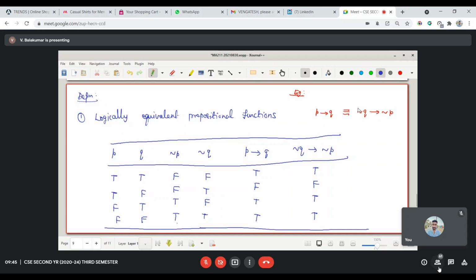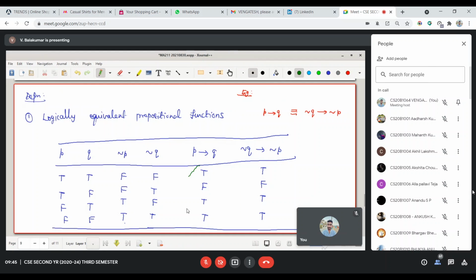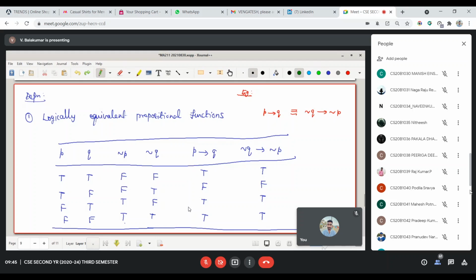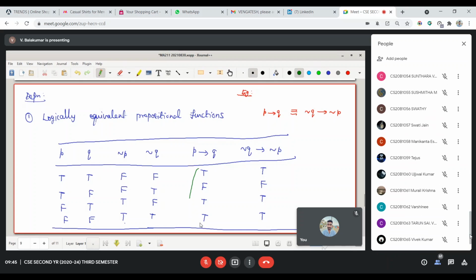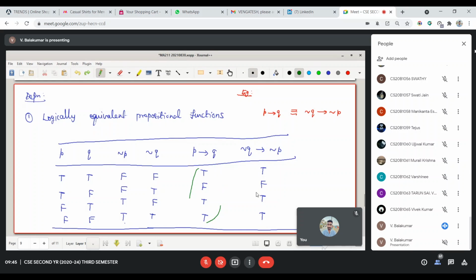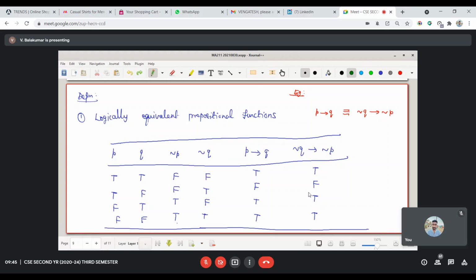So what do I see is this, whatever I have here, I am having there also. I conclude that these two expressions are logically equivalent.